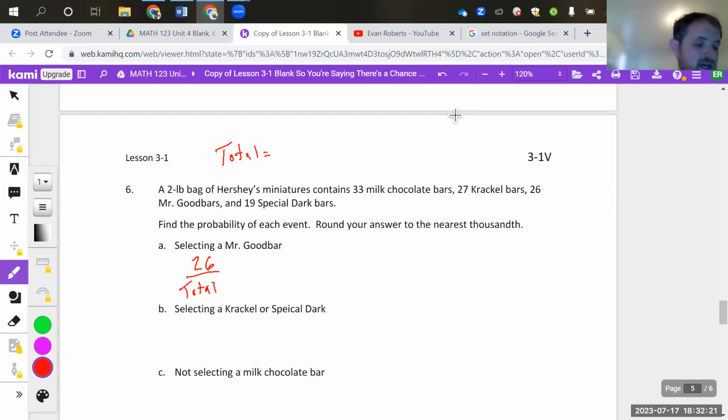So 2 pounds is not helpful. So make sure you don't divide by 2. I saw that last year, that 2 can be kind of a distractor. So adding all those up gives you 105. And so I'm just going to divide 26 by 105.